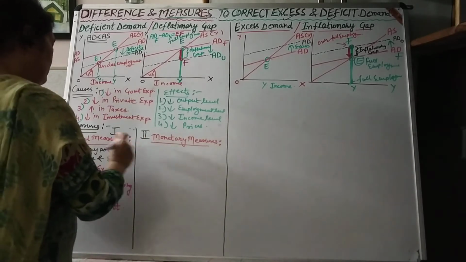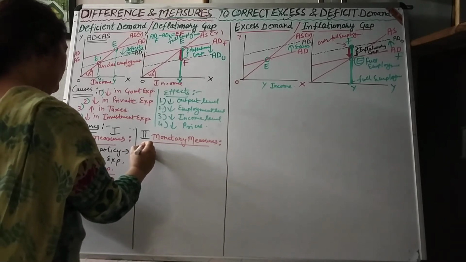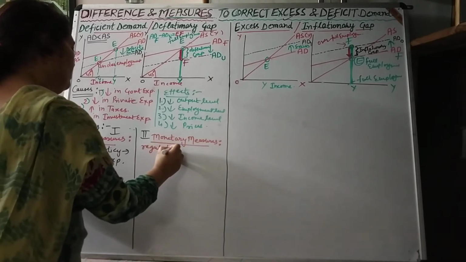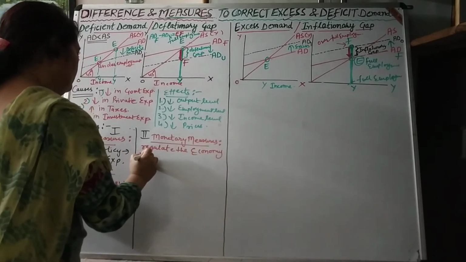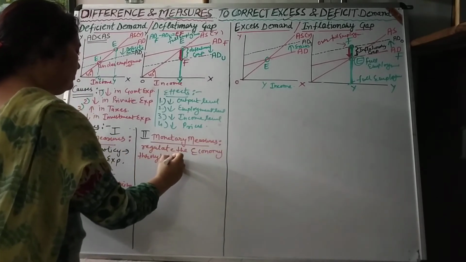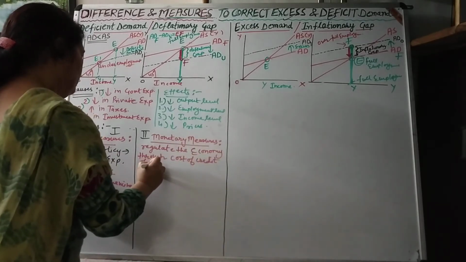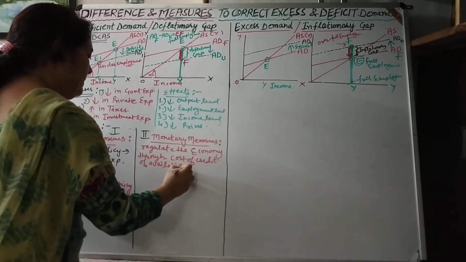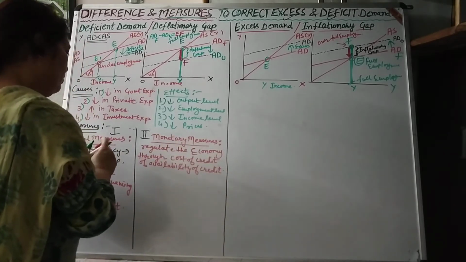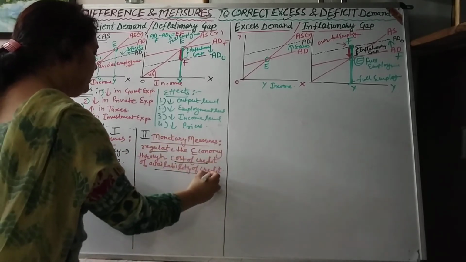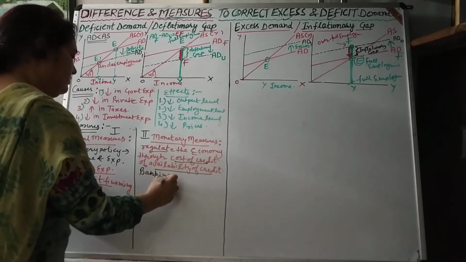And monetary measures. Monetary measures means these are the measures which regulate the economy through cost of credit or availability of credit. Government will regulate the cost of credit and availability of credit in the economy. It is also related to banking system of the country.